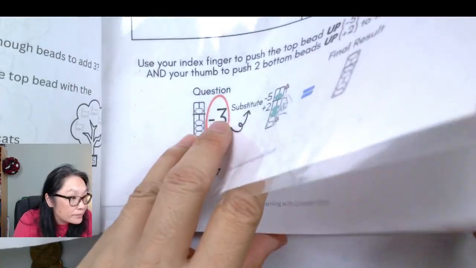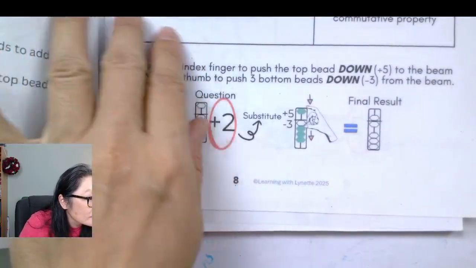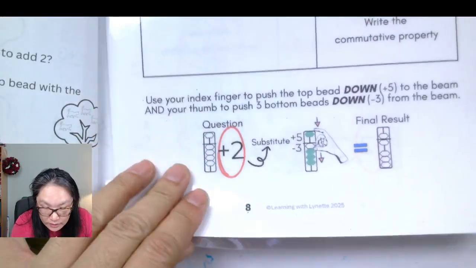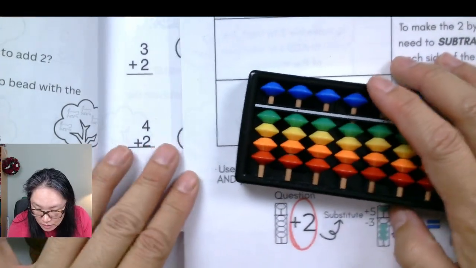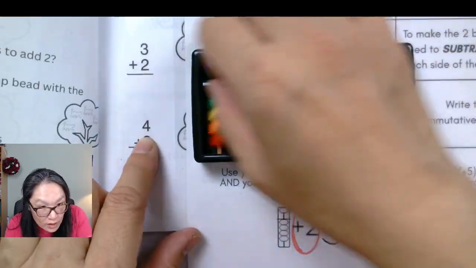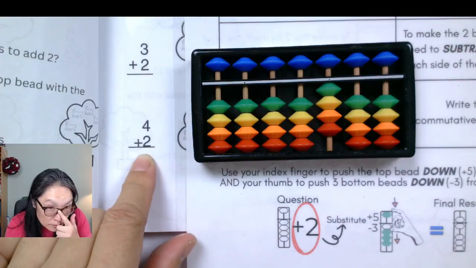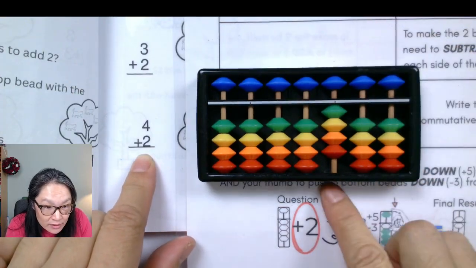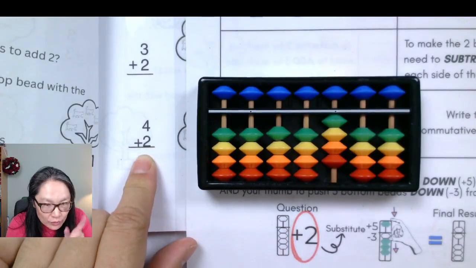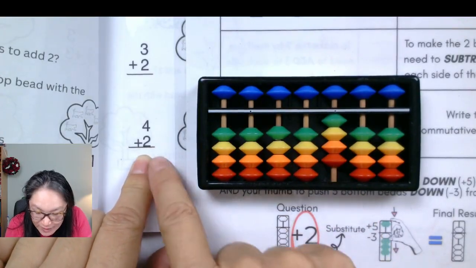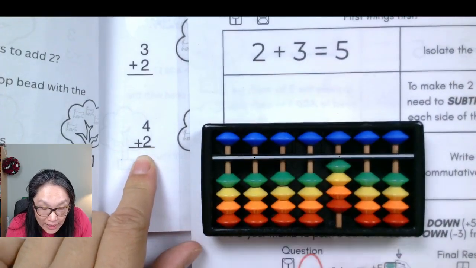We can do another one. We can do 2. We have 4, and we want to add the 2. Again, I don't have enough beads. I don't have enough beads to add the 2. So what do I do? I have this concept.